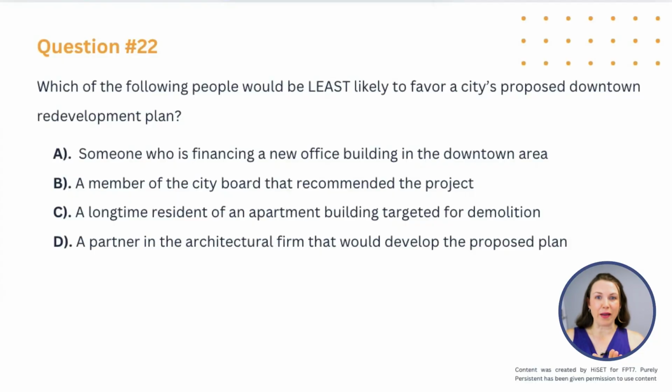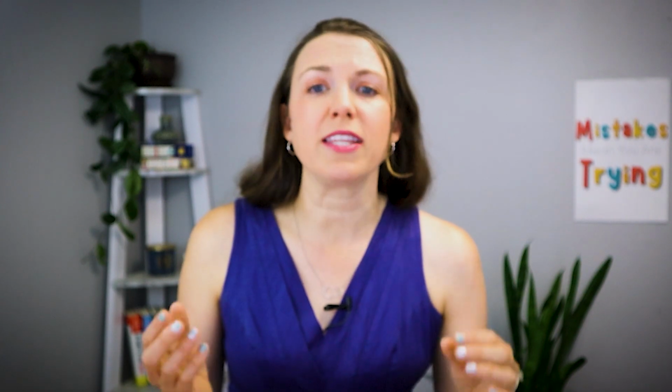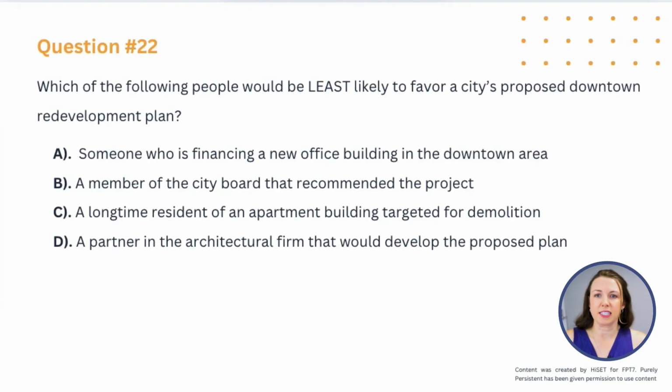Okay, so A, someone who is financing a new office building in the downtown area. Would they be in favor of it? Absolutely. They would love to have the downtown area be this thriving place. So again, this says least likely, so they're not going to be against it, right? B, a member of the city board that recommended the project. Well, of course they're going to be for it.